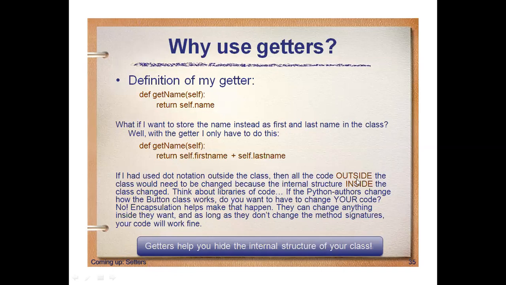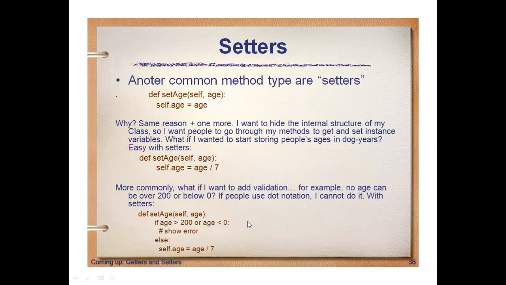So what will happen here with this code? Think about libraries of code. If the Python authors change how the button class works, and you want to make your own code, encapsulation helps. How? We have already seen that. Now another thing is the setter. What does this setter do?